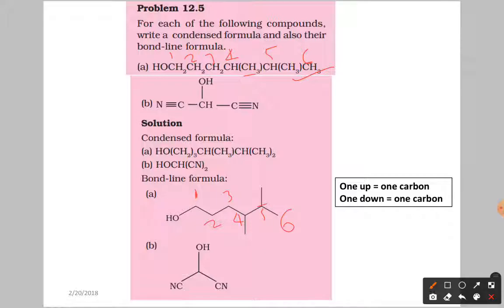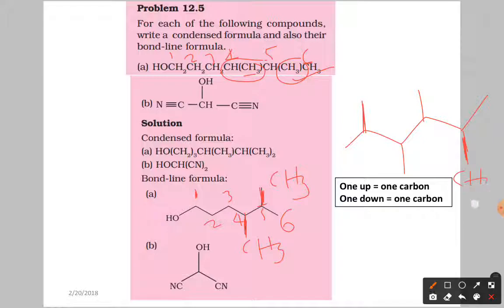So here at the 4th carbon atom we have a methyl group, and the 5th carbon also has one methyl group. This line indicates one methyl group, so this is CH3 and you need not write it. In bond line, simply writing one line indicates the CH3 group. For the sake of understanding, I am writing here that this is a CH3 group. So this line indicates CH3 groups.